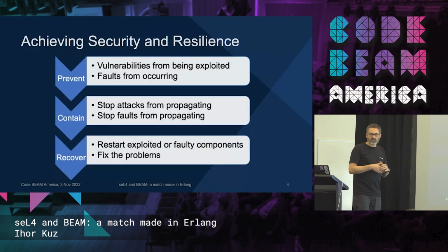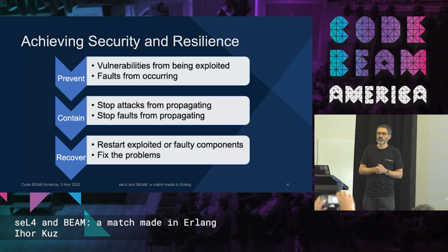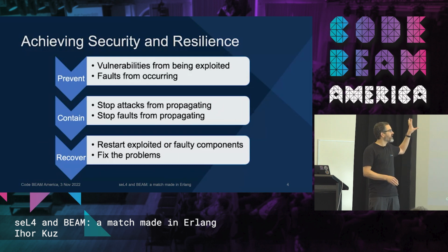And in order to achieve this kind of security resilience, there are three things that we need to be able to do. We need to prevent vulnerabilities from being exploited. We need to prevent faults from occurring. And a lot of that comes down to, if we're building software systems, writing good software, making sure that we don't have vulnerabilities in our software, making sure that we can deal with faults that occur, and so on. So we need to prevent bad things from happening.